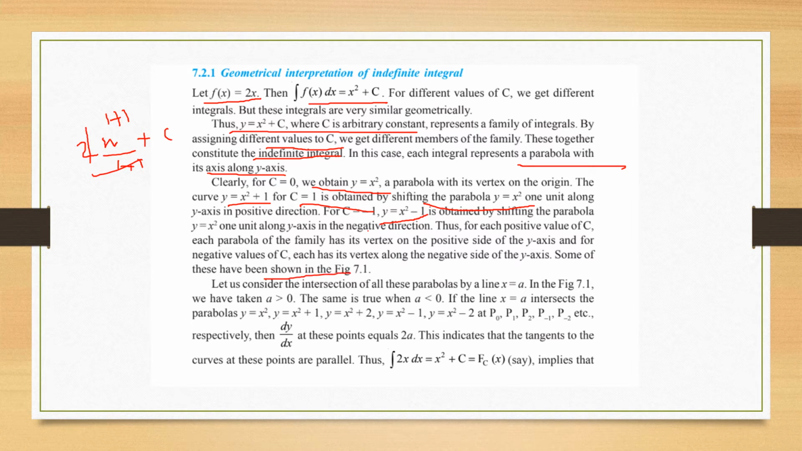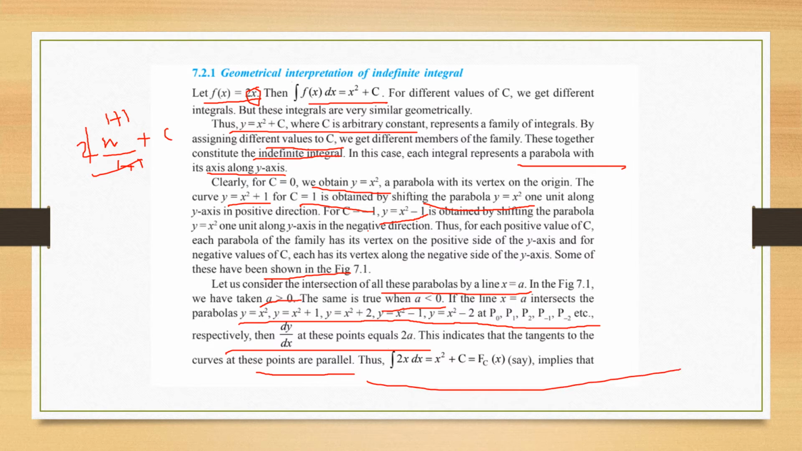Now let us consider the intersection of all these parabolas by a line x equal to a, right? Now a is taken as positive, and the same is true when this a is negative, right? Now if the line x equal to a intersects the parabolas y equal to x square plus 1, x square plus 2, or y equal to x square minus 1, y equal to x square minus 2 at these points respectively, then dy by dx at these points equals a, right? It will be equal to a. Okay, this indicates that tangents to the curves at these points are parallel.